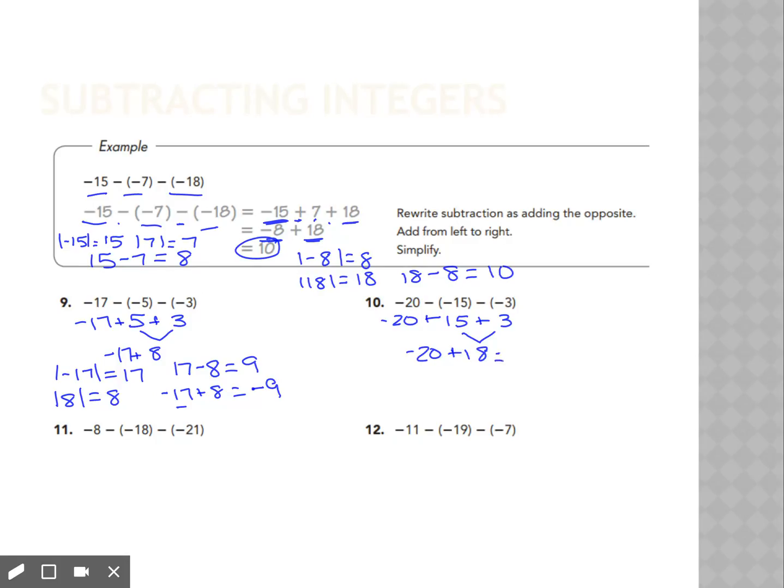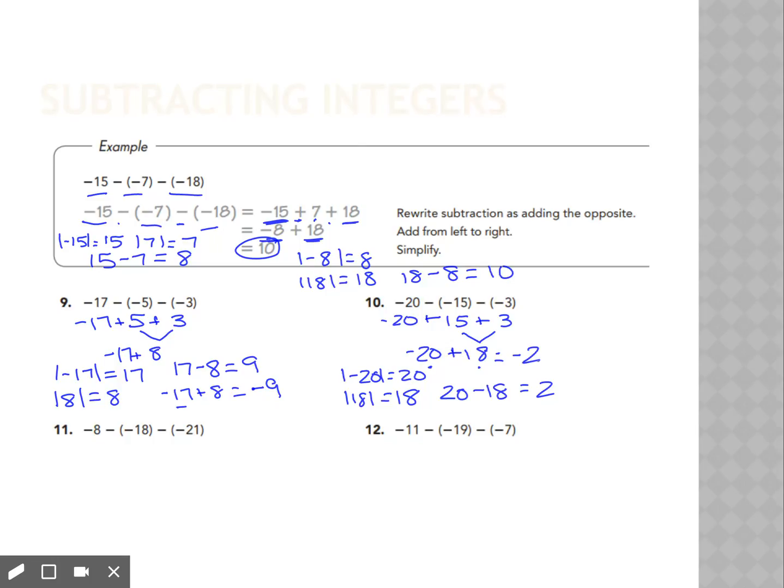So I'm going to do the absolute value of negative 20 is 20. The absolute value of 18 equals 18. 20 minus 18 equals 2. Here, 20 has a larger value than 18. So our answer of negative 20 plus 18 is a negative 2.